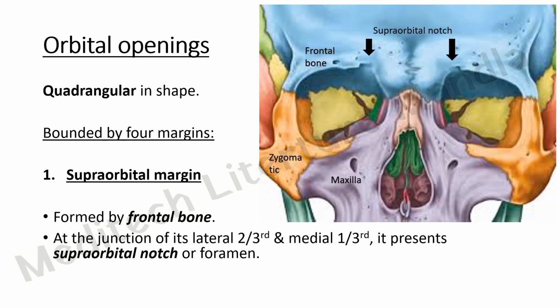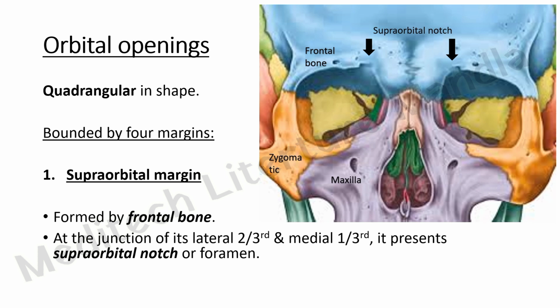Now the second region is the orbital openings. Orbital openings, as you can see in the image, are quadrangular in shape, a four-sided figure. So they have got four margins. Superiorly, it has got the supraorbital margin. Inferiorly, it has got the infraorbital margin. Medially, it has got the medial margin, and laterally, it has got the lateral margin.